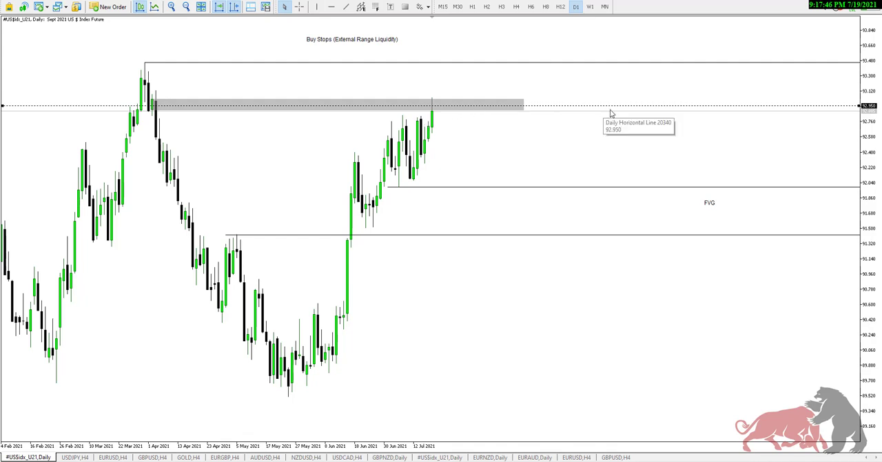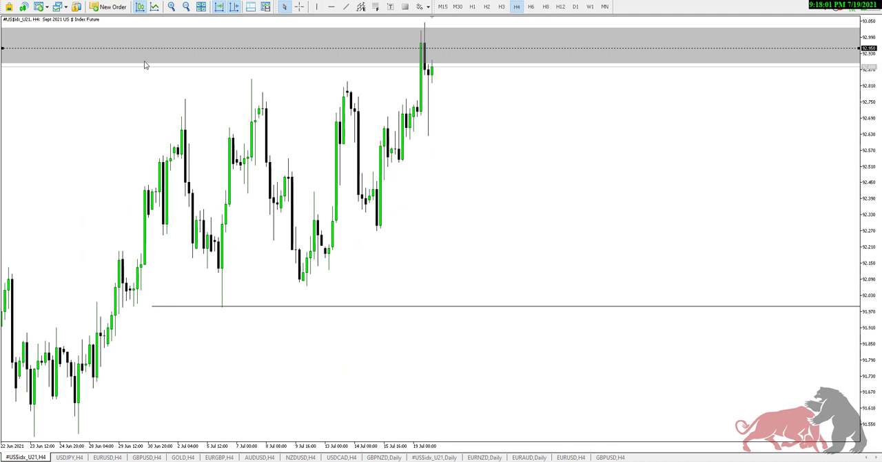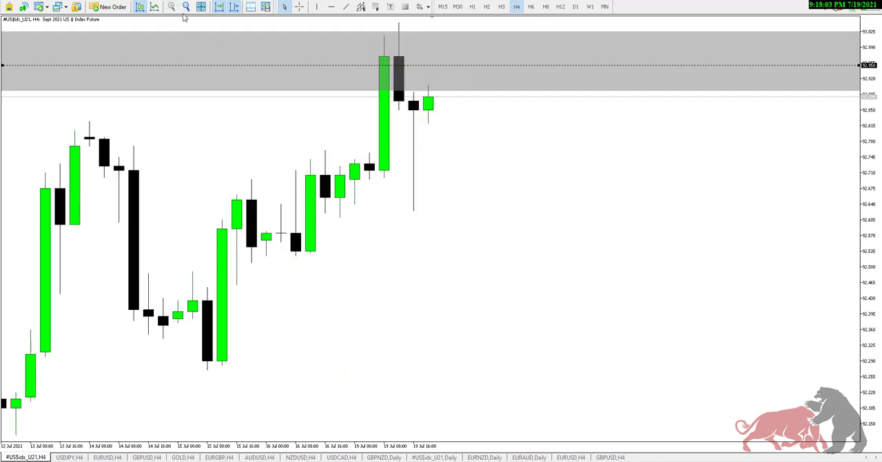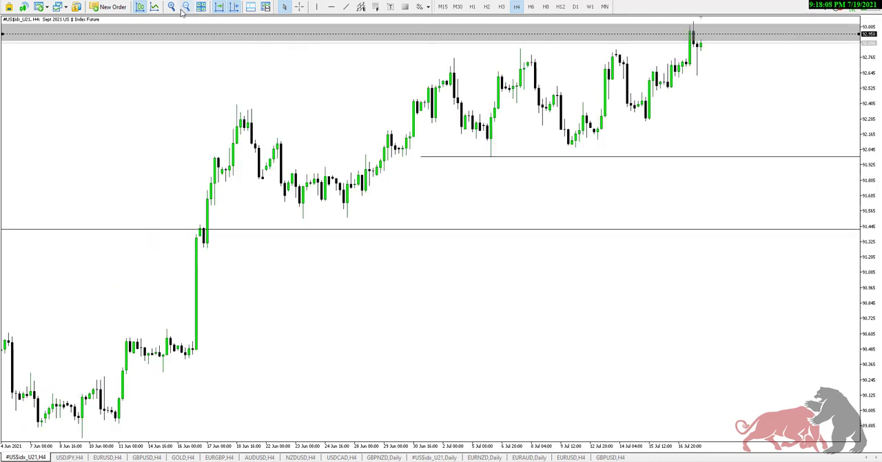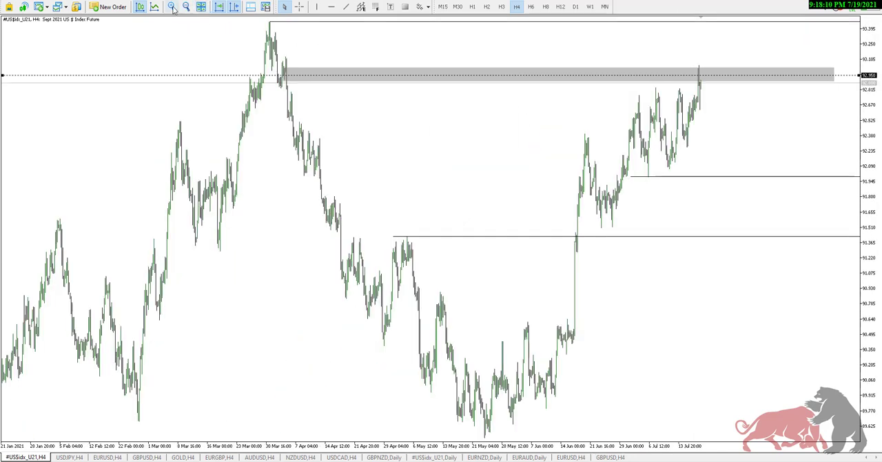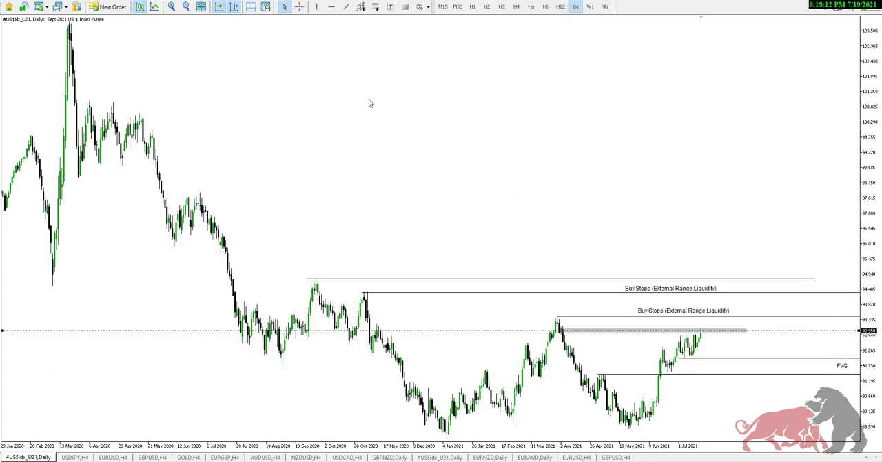So I'm expecting this price point here to provide resistance. Yes, tomorrow we might see another leg up to the upside, but expect the market to trade lower in this week on dollar index. Of course, fundamentals, they're going to play a huge part in how we trade this pair.